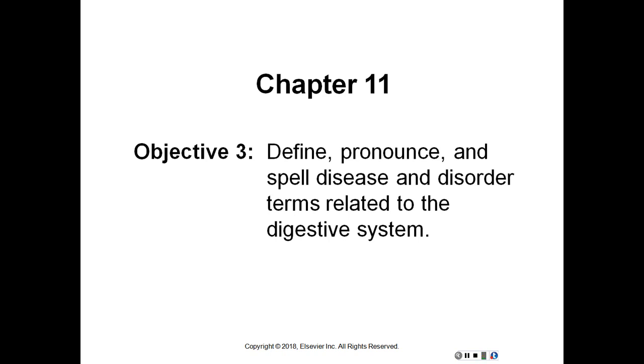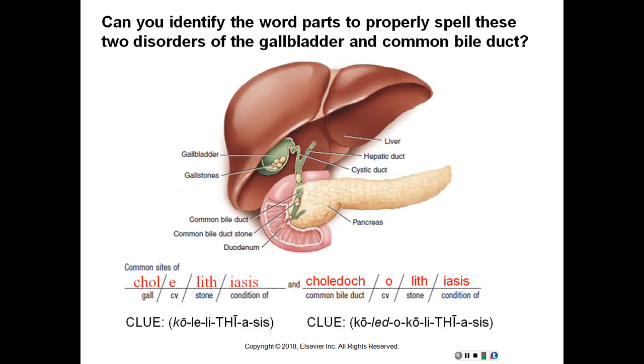Uvulitis, inflammation of the uvula. So here, they're just showing you two disorders of the gallbladder and common bile duct. So here they are analyzing it for you, separating it into word parts. So we have cholelithiasis and choledocholithiasis.